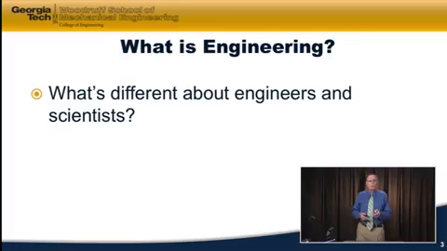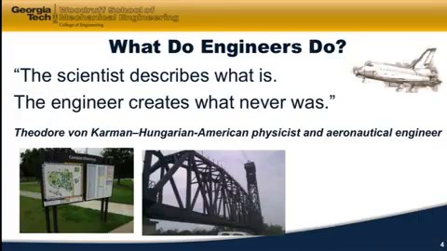Now that you've answered that question, let's look at what Theodore von Karman said. He's a famous physicist and aeronautical engineer. So he says, the scientist describes what the world is, or how the world is, and then the engineer creates what never was. And so I've shown some structures here that are typical engineering structures, as simple as perhaps a sign. This is a sign that I've taken outside my office here at Georgia Tech. Or here's a truss bridge, a railroad truss bridge, and this is the type of bridge that we'll be able to analyze as a result of this course.